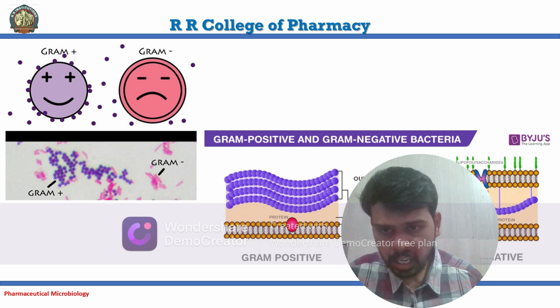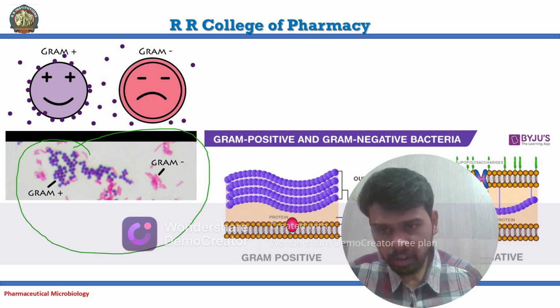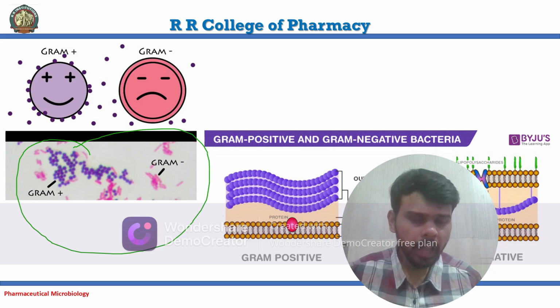Students, you can see this is the image of a microscopic view, where the purple dots represent the gram positive bacteria, and the pinkish ones, a little bit rod shaped, are called gram negative bacteria. And you can see, if I show you the cell wall, this will be the cell wall of the gram positive and gram negative bacteria.